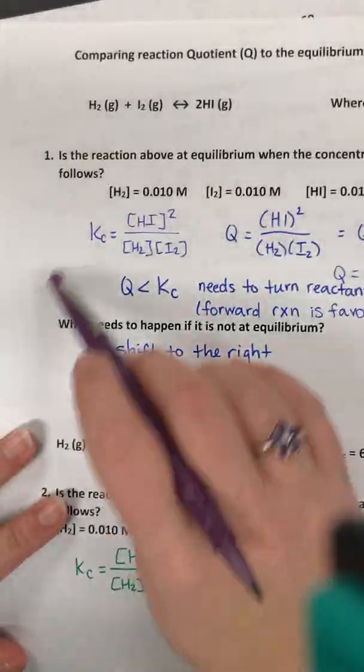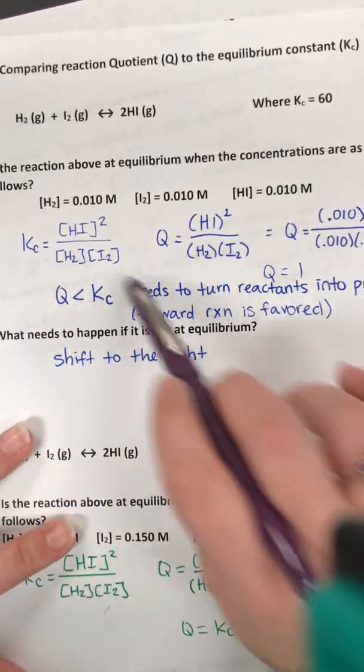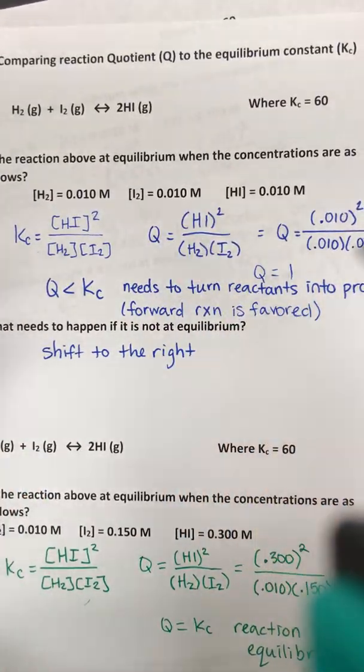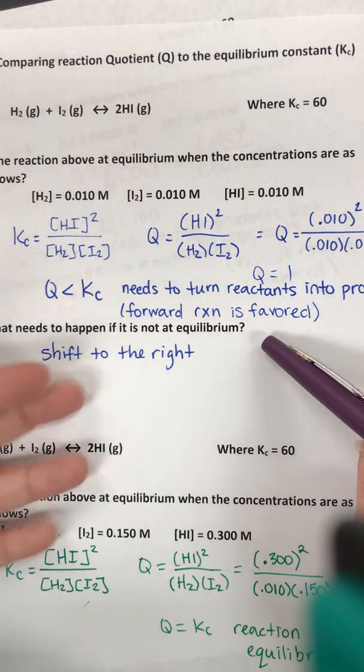So a lot of your calculations will be writing the equilibrium constant expression, identifying what Q is, and then comparing it to see if it's greater than, less than, or equal to.